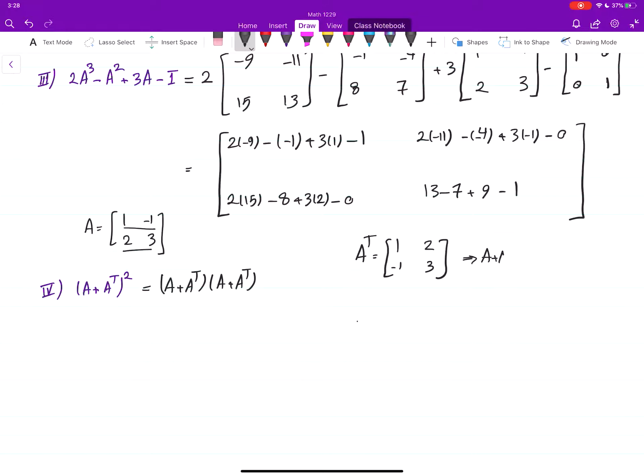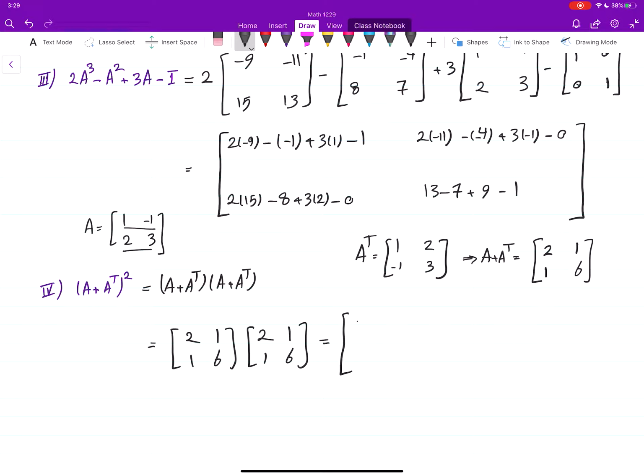A plus A transpose then is, well, you see, this is 2, this is 1, this is another 1, and this is, oh, not 9, 6. Just do it entry-wise, yes? Now, this means that we have to multiply 2, 1, 1, 6 to itself to get its square.